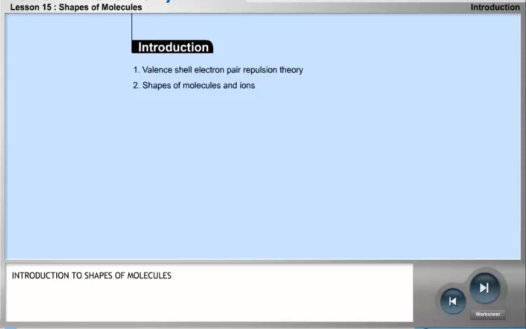In this lesson, you will learn how to predict the shape of a molecule and the angles between covalent bonds using the valence shell electron pair repulsion theory.